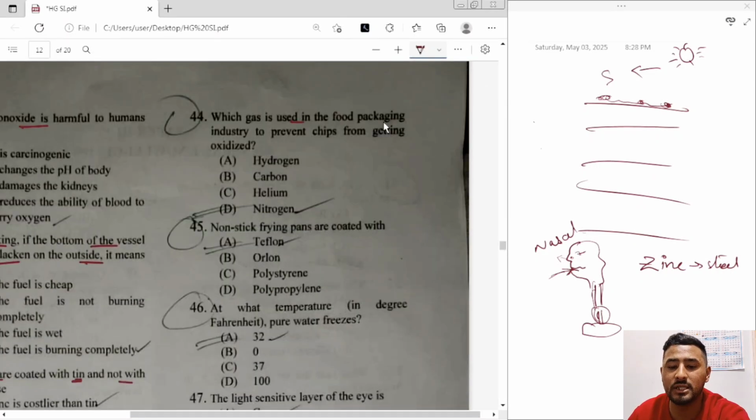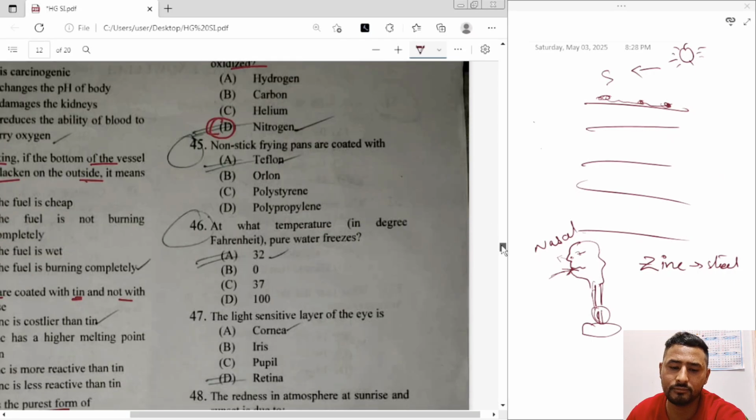Which gas is used in the food packaging industry to prevent chips from getting oxidized? To prevent oxidation of food, we use nitrogen gas. You have seen the Lays chips packets. Inside we only have air instead of chips.